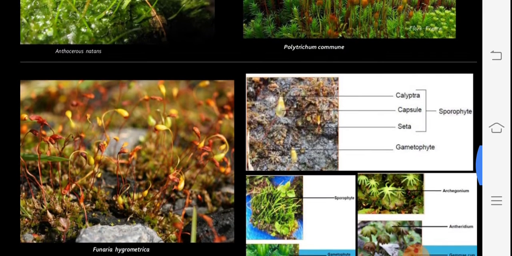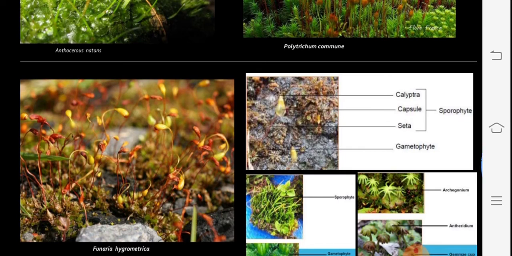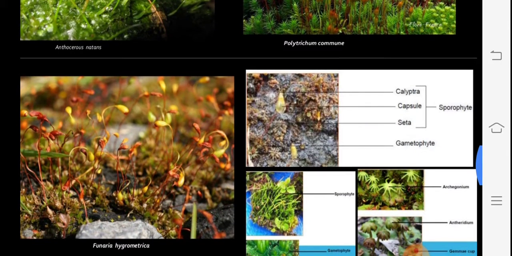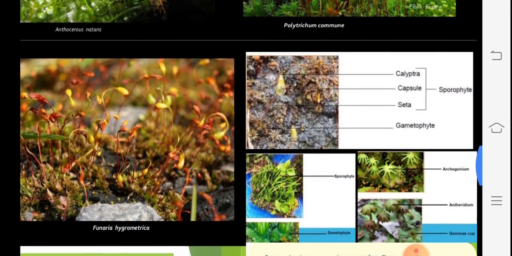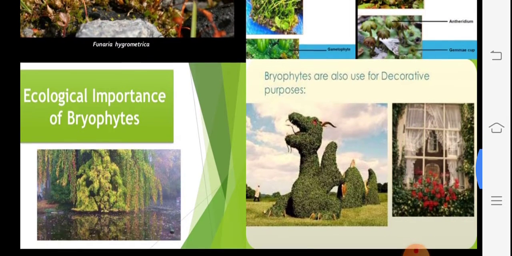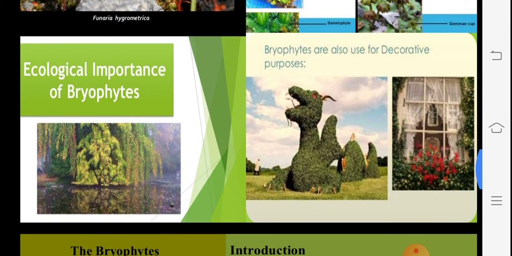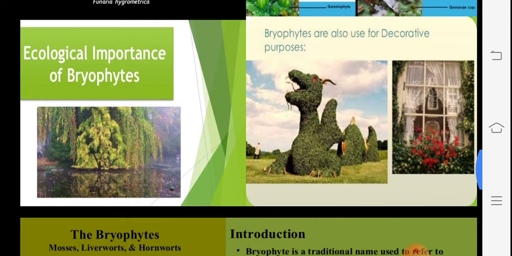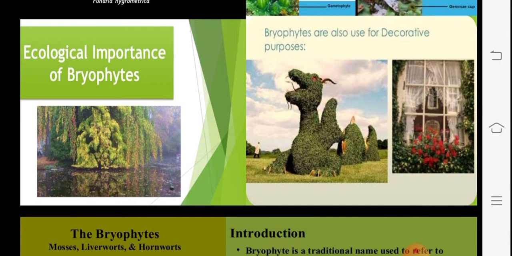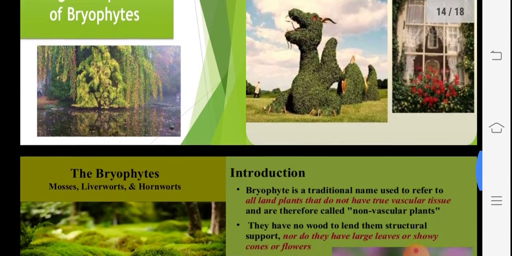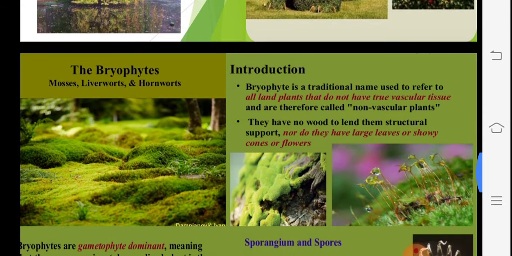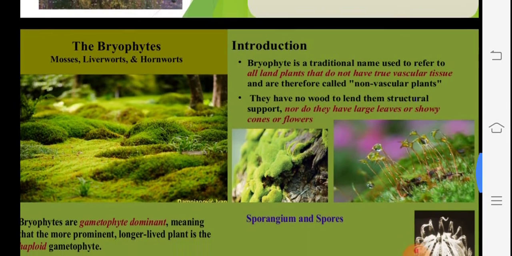Just see how is the nature. Then the capsule shows being covered by the calyptra. Then each sporogonium shows the foot, seta and the capsule. As per the ecological importance of bryophytes, here just you see some sites or locations where abundant occurrence of the bryophytes are there, in different regions and habitats.